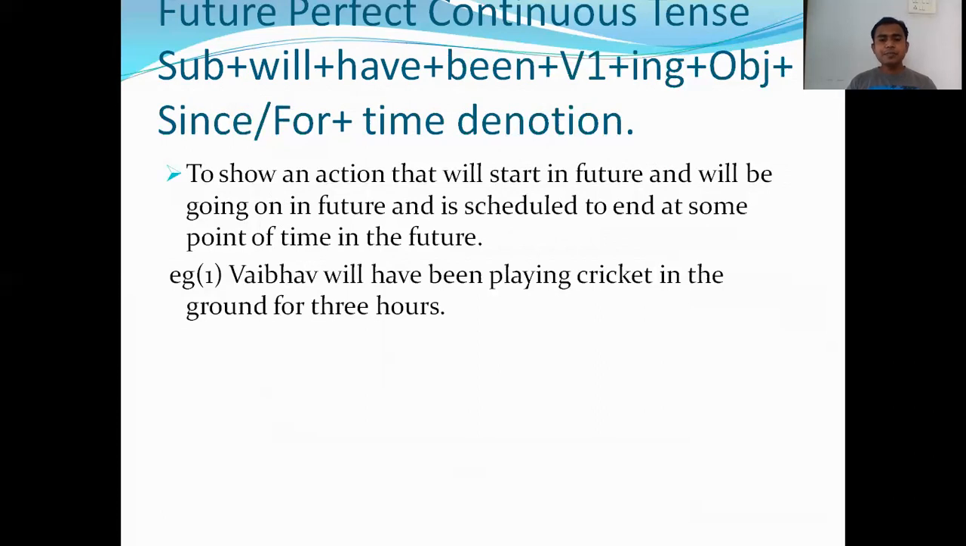So the equation, if you see, we have subject plus will plus have plus been, because it is a perfect continuous. Verb 1 ing, continuous tense. Object, since or for. Since or for we are using with perfect continuous tense to talk about an action, and time denotion.